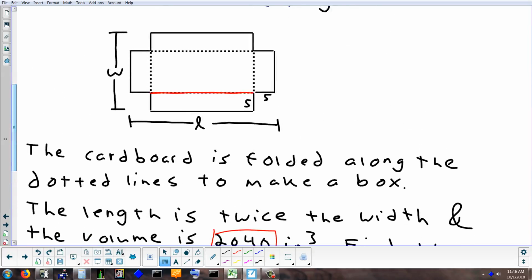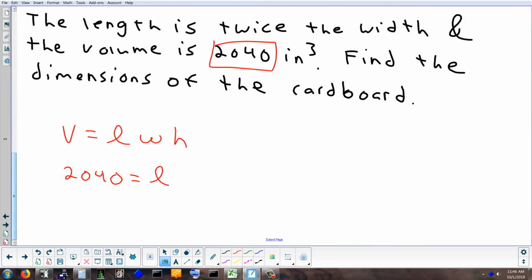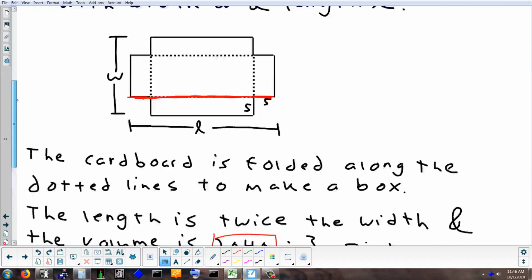How much shorter is my tray than the original piece of cardboard? Shaq? 10 inches. It's 10 inches shorter because you cut 5 off here and you cut 5 off here. So originally we had L and we cut off 10. So what's left right here? L minus the 10. So that's the length of my tray. L minus 10.